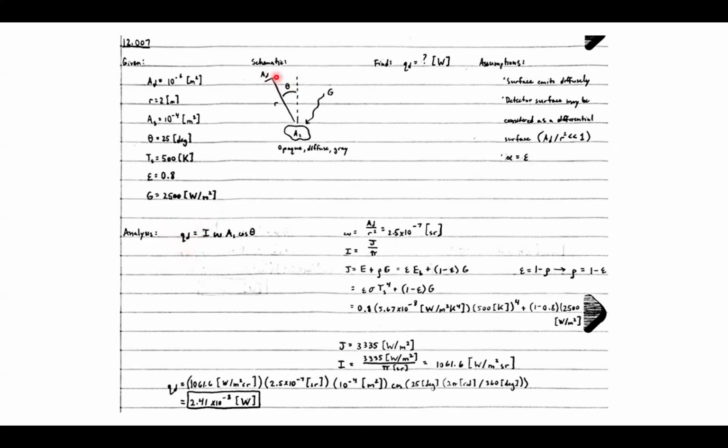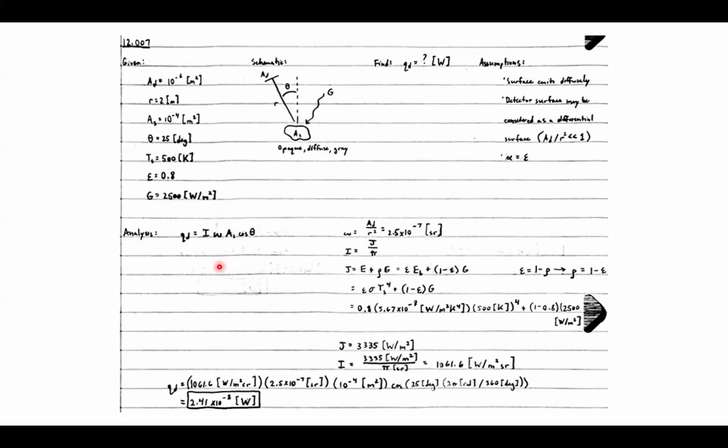So looking first at the solid angle, again, because we're assuming that our surfaces are differential surface areas, we can say that our solid angle is equal to the area of the detector divided by the distance squared between the detector and the radiating surface. And so when we do that, we get a very small number, 2.5 times 10 to the negative seventh steradians. And that is the first term that we can plug into this equation over here. And so next we'll look at the total spectral intensity, I.